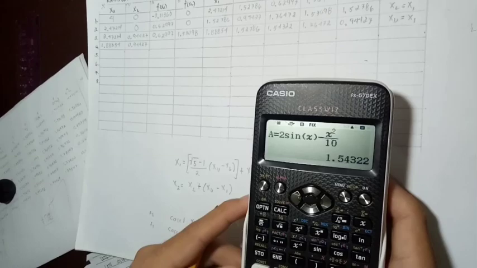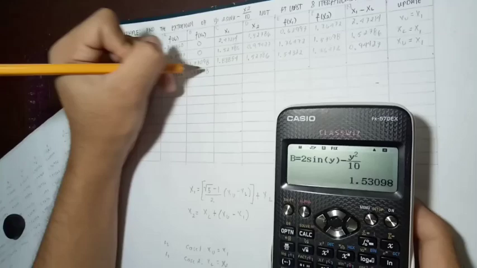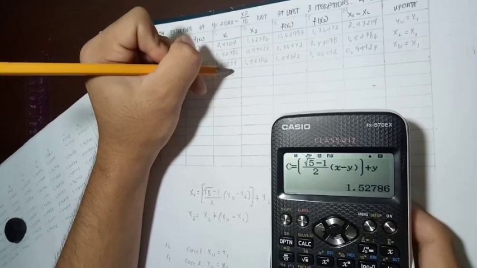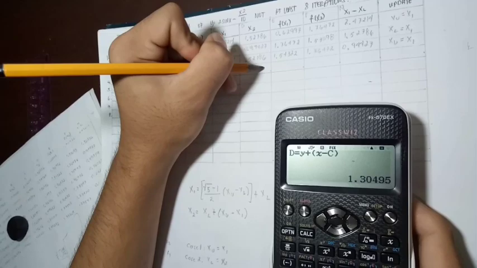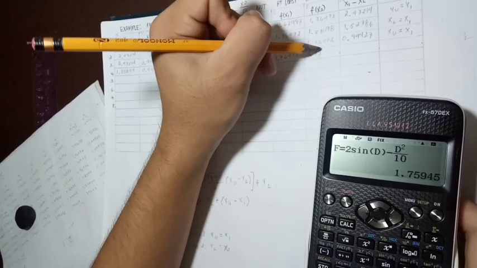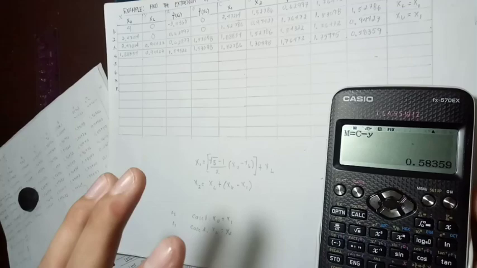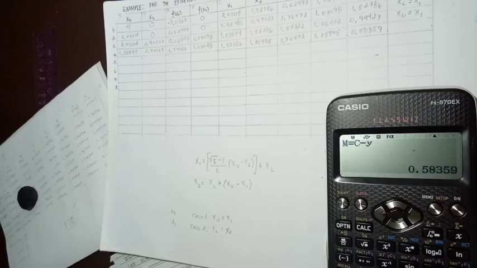For A, we have 1.54322. B, 1.53098. C, 1.32785. For E, 1.76472. For F, 1.75945. For M, 0.58359. F of x sub 1 is greater than F of x sub 2, so the case is case 2, which is x lower equals x sub 2.